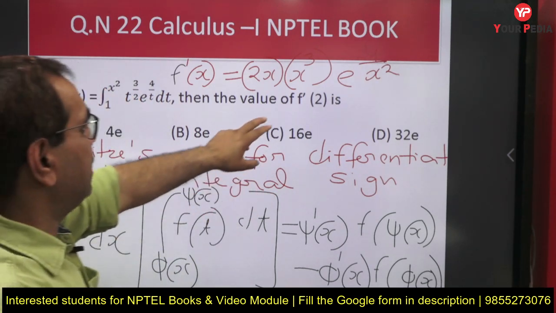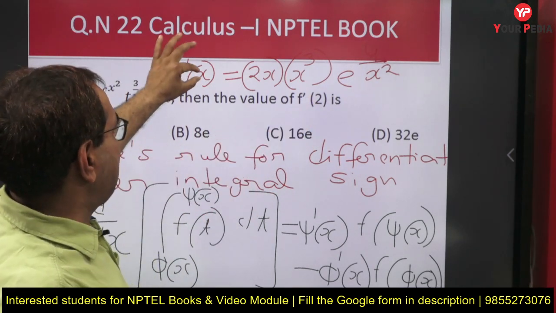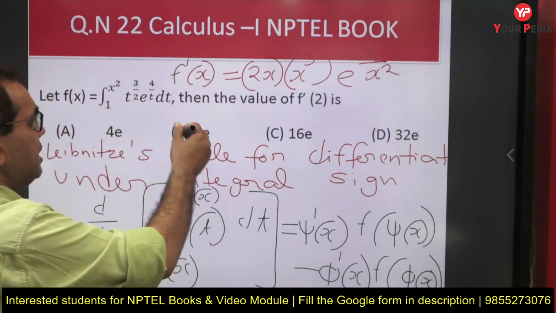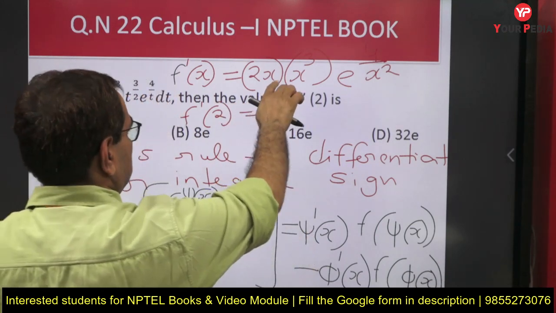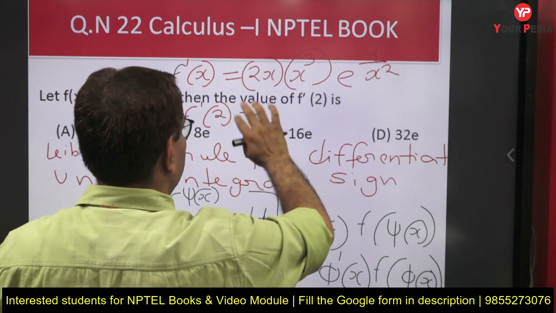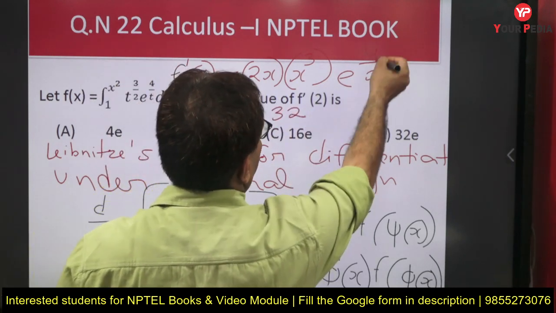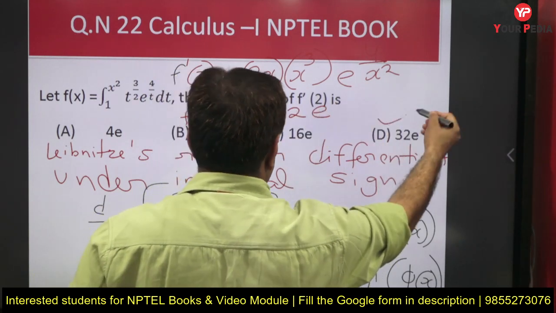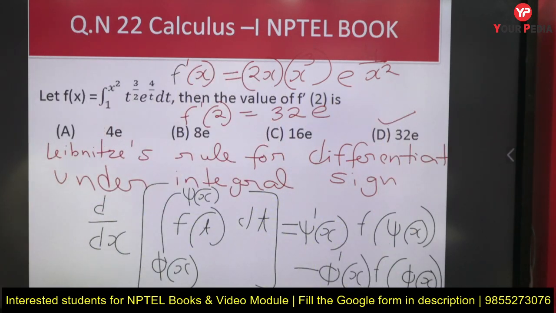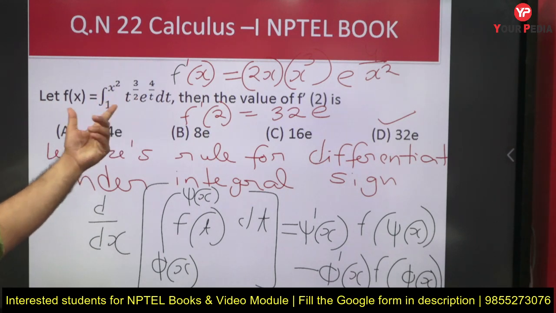Now they are asking for f dash 2, so we will put x equal to 2 here. So what is the answer? F dash 2 equals 2 raised to the power 5, which is 32, times e to the power 4 upon 4, so e to the power 1, so 32e. So D is the right answer. If you know this formula, this problem is very easy. If you don't know the formula, it will be very difficult to compute this. So this is a very important formula, because this integral is not so easy to compute.